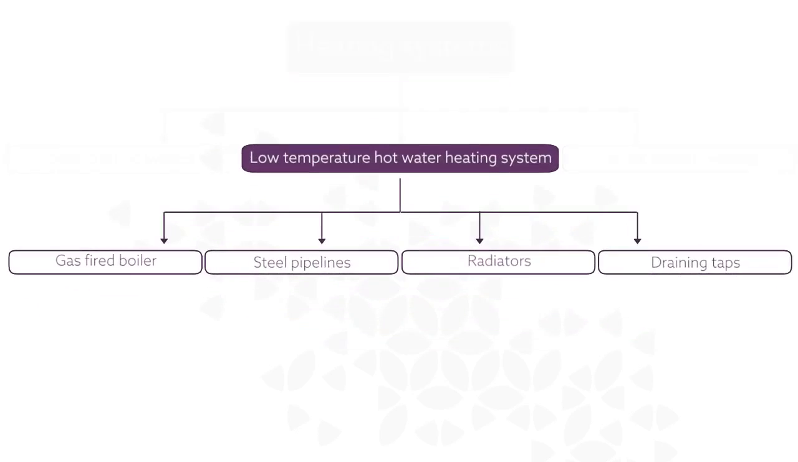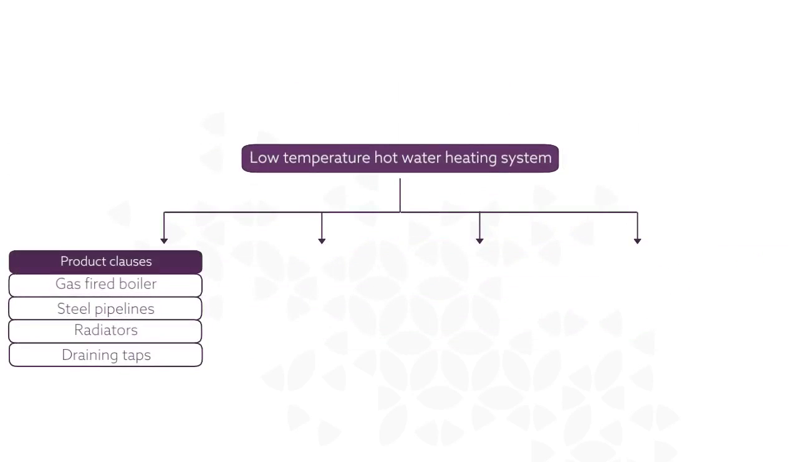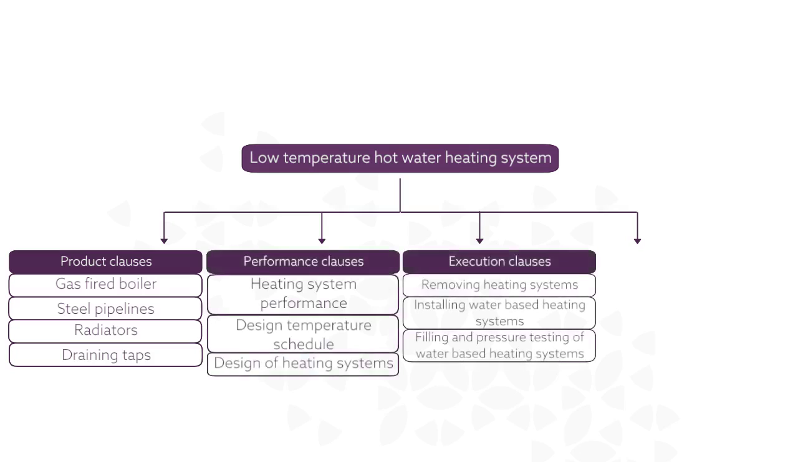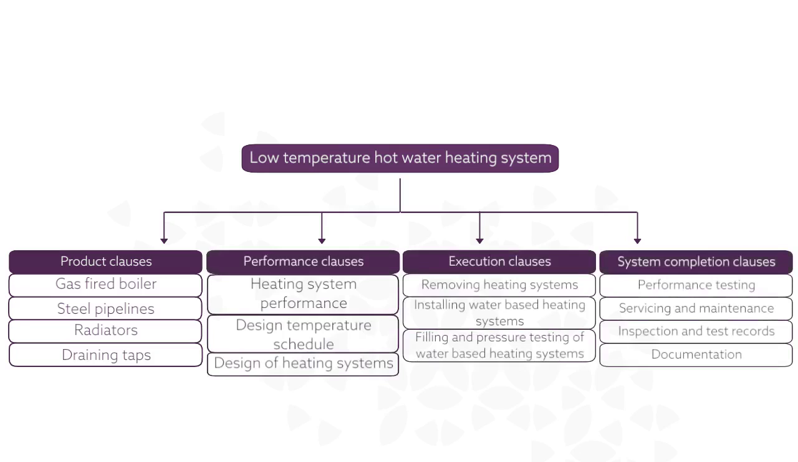As well as product clauses, the system could contain other types of clauses. These could include system performance clauses, describing the system performance requirements, execution clauses, describing installation and quality of workmanship, and completion clauses, describing things such as testing and documentation requirements. All of these clauses can be viewed together in the specification, allowing you to see all of the information relating to each system in one place.